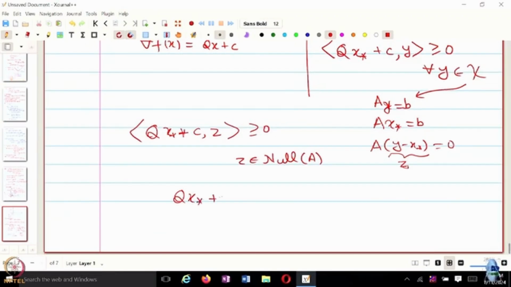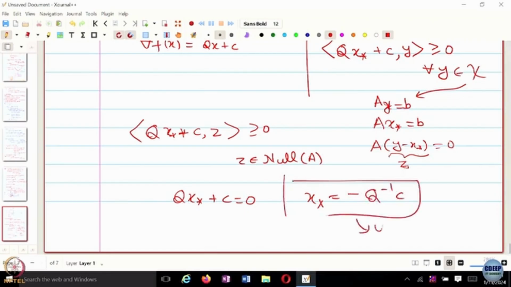So we know that Qx star plus c is going to be 0, and the optimal solution x star is simply going to be negative Q inverse c. This is for unconstrained optimization. Okay. Is this clear?